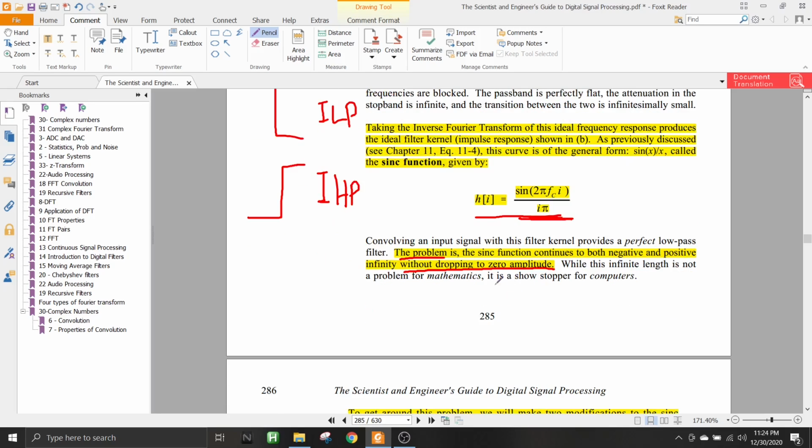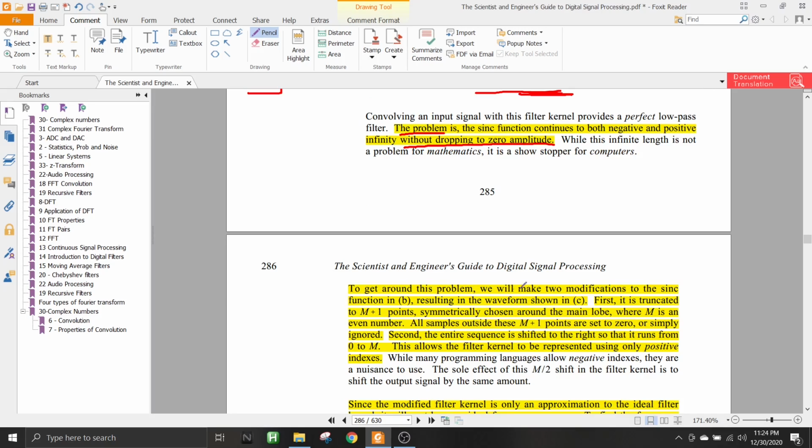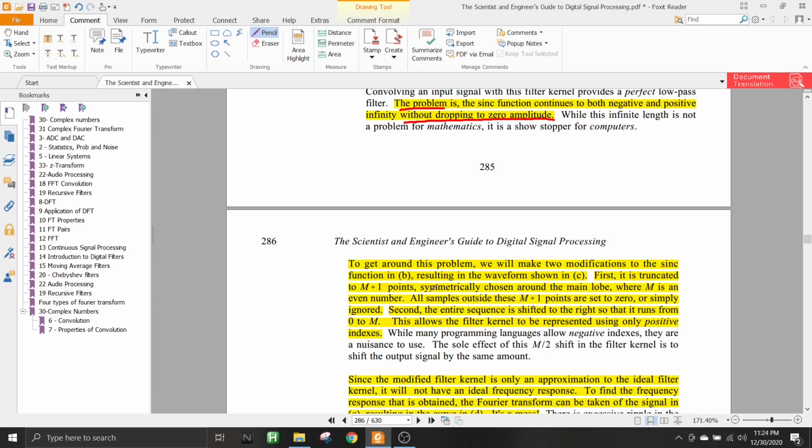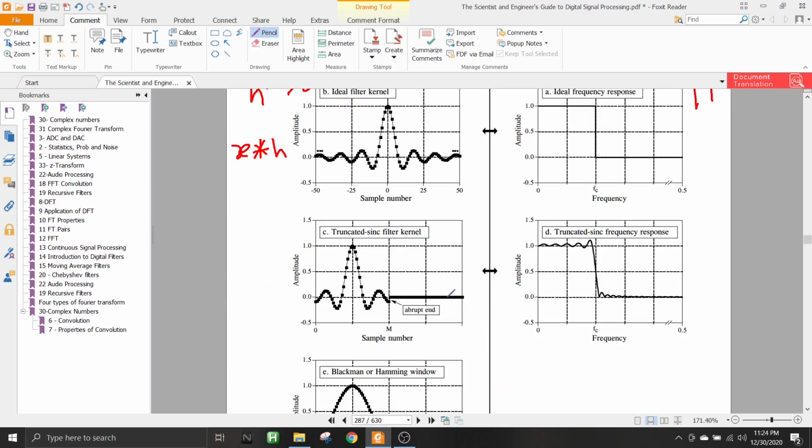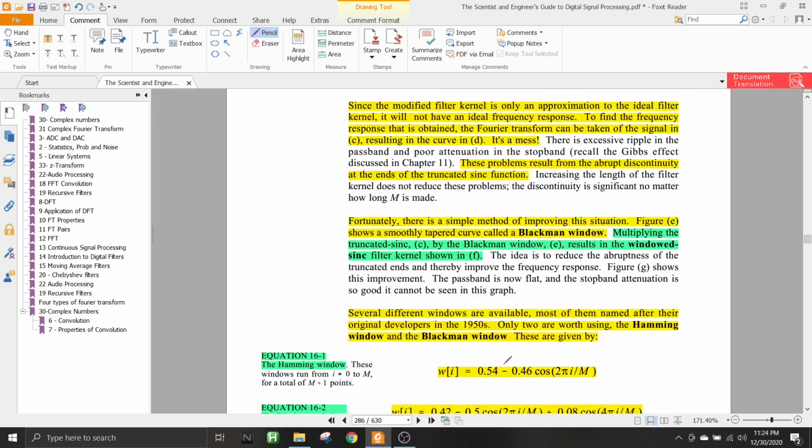Because of this we cannot actually store it in our system, because when we store it we have to take a finite version of it, and that finite version will be an approximation of this, not the actual function. To get around this problem, we will make two modifications to the sinc function. So how do we work with the sinc function in a digital system that has limited memory? Two things are done, and after doing them, we get the resulting waveform shown in C, the truncated sinc filter kernel.